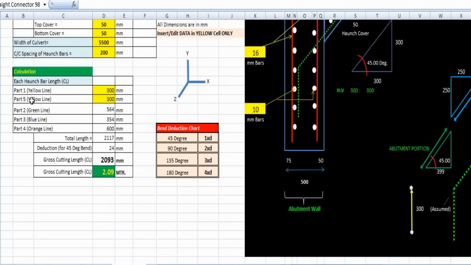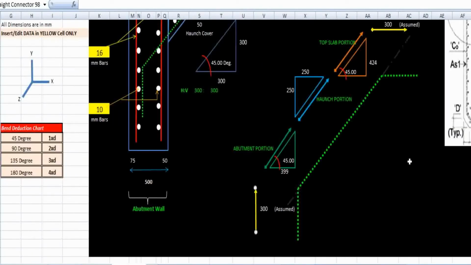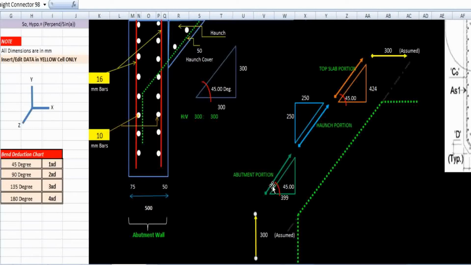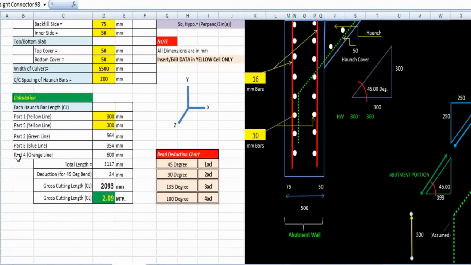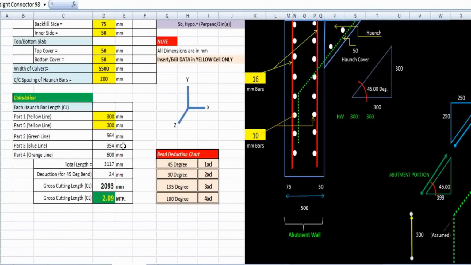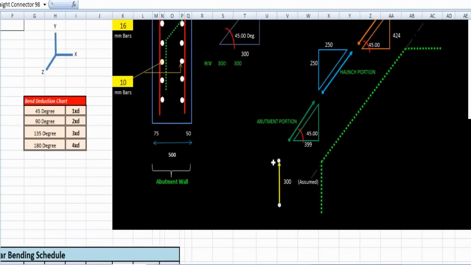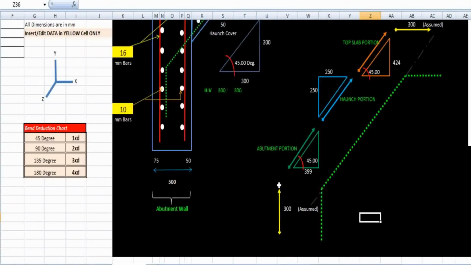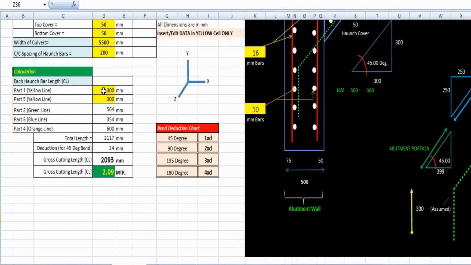So part 1 is yellow line, part 5 is yellow line. Next part 2 is green line. Okay, part 3 is blue and part 4 is orange. Okay, so here part 1 yellow, I have mentioned here 300. So this 300 value, that means from here to here the dimension is only provided by the drawing, or if it is not mentioned in your drawing, then you can take the value as minimum of 300 millimeter. Okay, so I have taken here 300 millimeter.